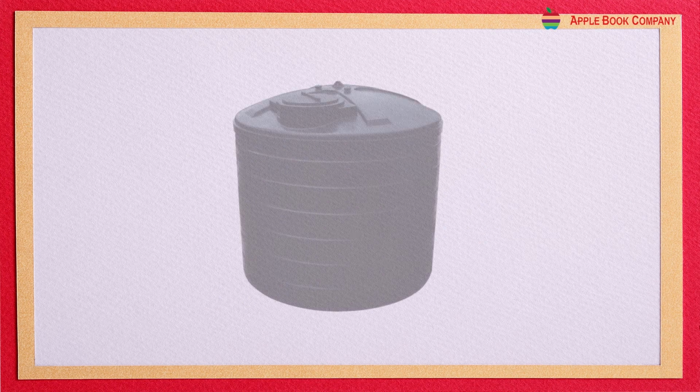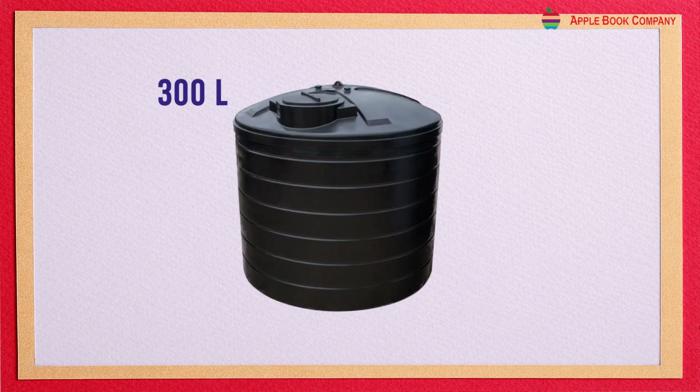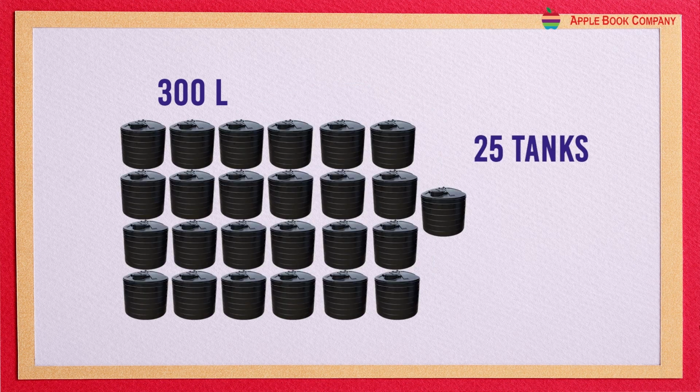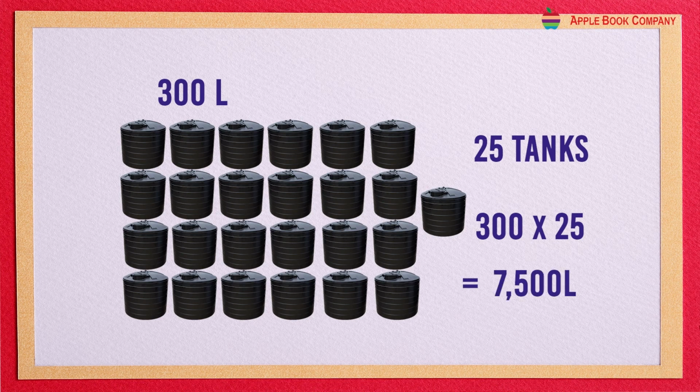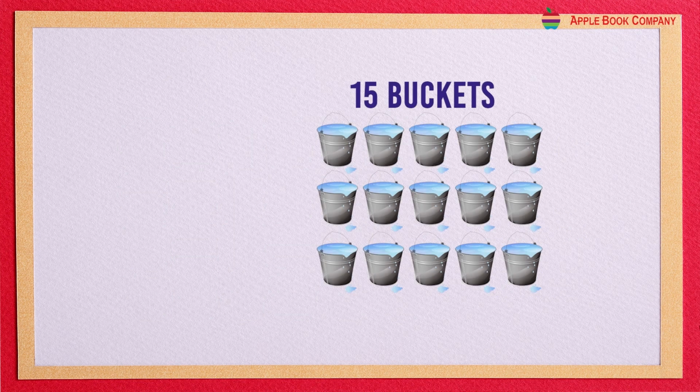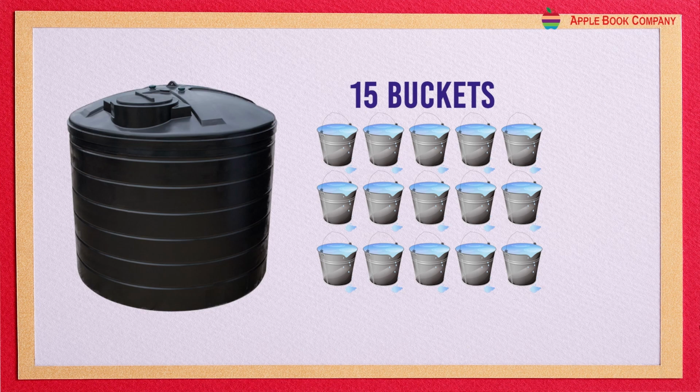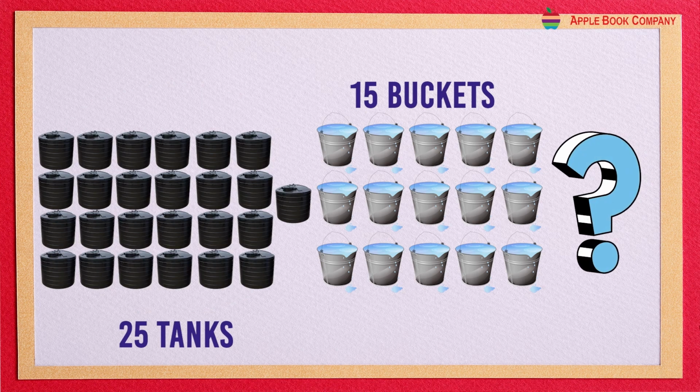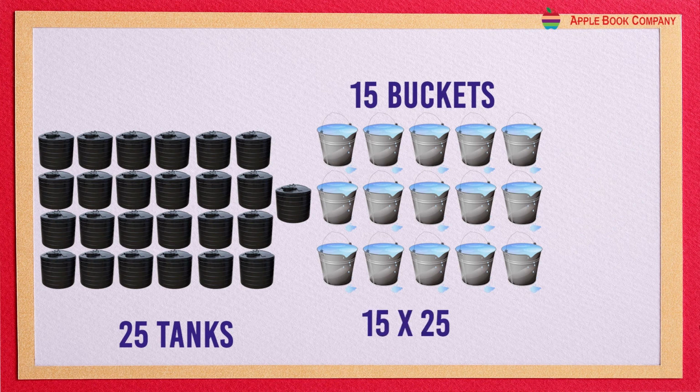Seventh question. A tank has a capacity of 300 liters, which is filled completely. How much water will be filled in 25 such tanks? We will simply multiply 300 into 25 and therefore we get 7,500 liters. And the second question is, if 15 buckets can be filled with water from one tank, how many buckets in all can be filled with the water from 25 tanks? So we will multiply 15 into 25. So we will get a total of 375 buckets.